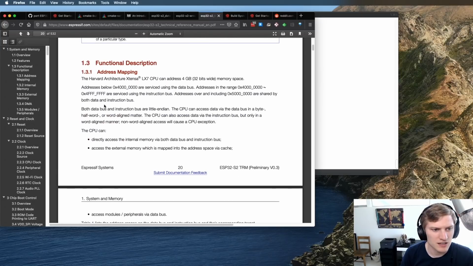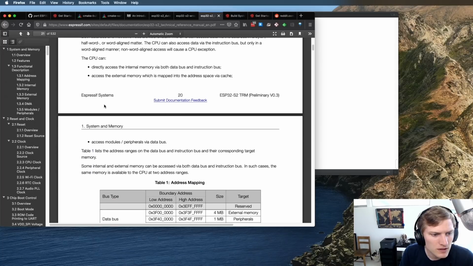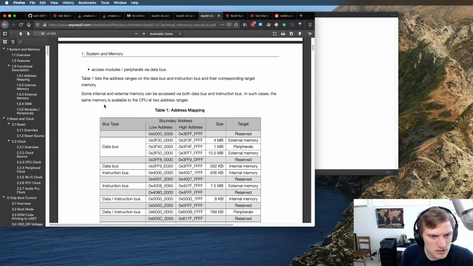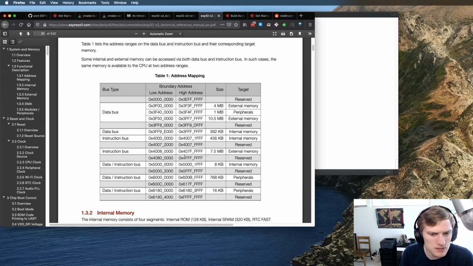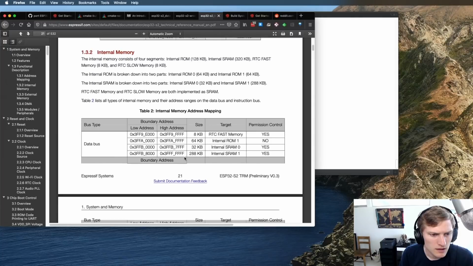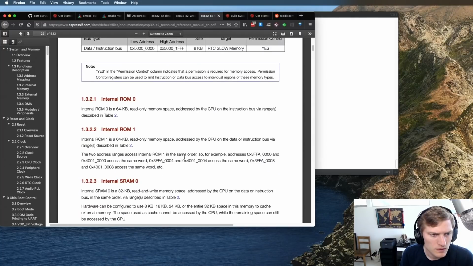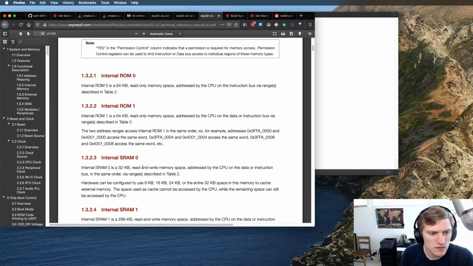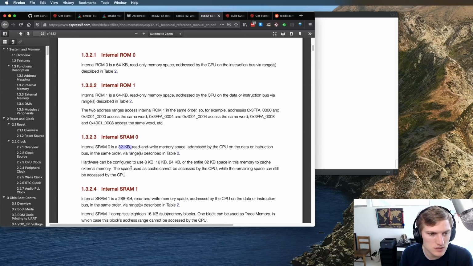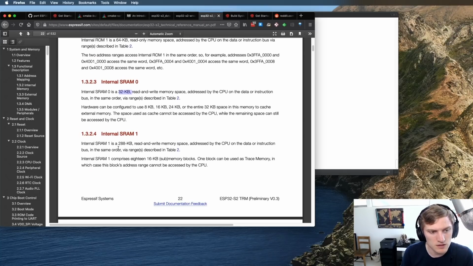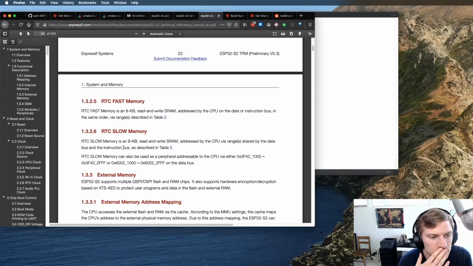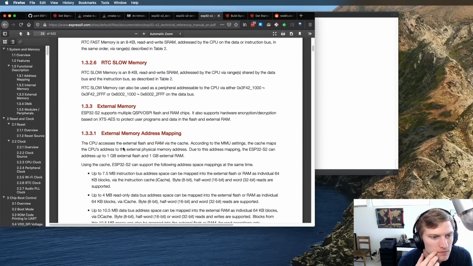Okay, there's the memory chart again. Where is the thing that I was thinking of? So the thing that I found interesting, here's more memory address mapping stuff. It is interesting that there's two SRAMs, and this first SRAM is the one that you can configure to be used as the cache. So I'll probably use this 32 kilobytes as CPU cache instead of as RAM. And then the 288 kilobytes I'll probably have as regular RAM. External memory address mapping.